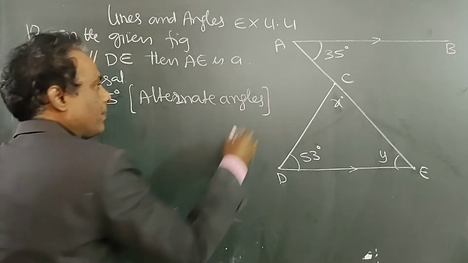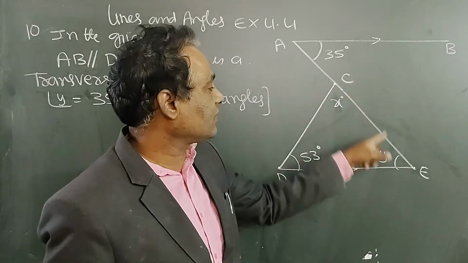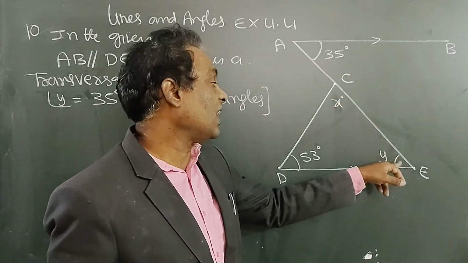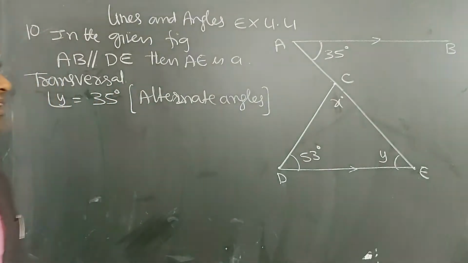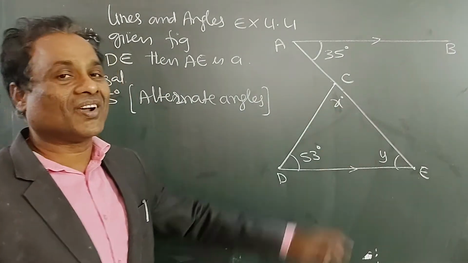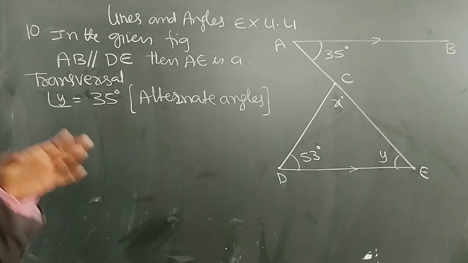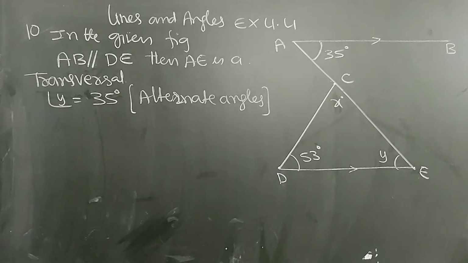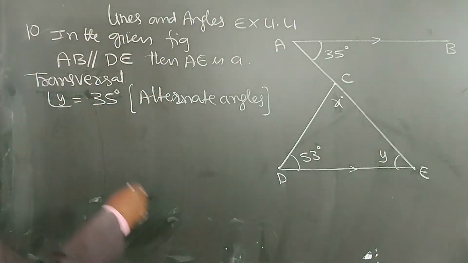If two lines are parallel, then these are the alternate angles, and we know that if the lines are parallel, alternate angles are equal. Y is equal to 35, over. But our question is we have to find X, not Y. Many ways we can apply now. Next concept: sum of 3 angles in a triangle is 180 degrees.